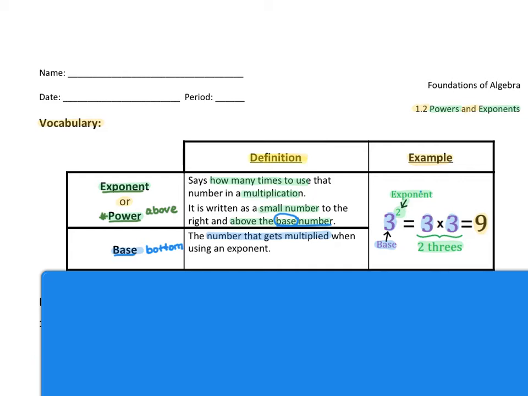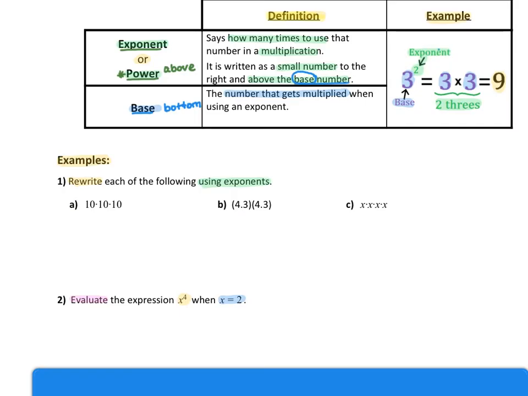So now let's look at some examples. So we have 2 examples for these type of vocabulary words that we'll be using to solve math problems. The first example is asking us to rewrite each of the following expressions using exponents. So we are given 10 times 10 times 10 for part A. We're given 4.3 times 4.3 for part B. We're given x times x times x times x for part C.